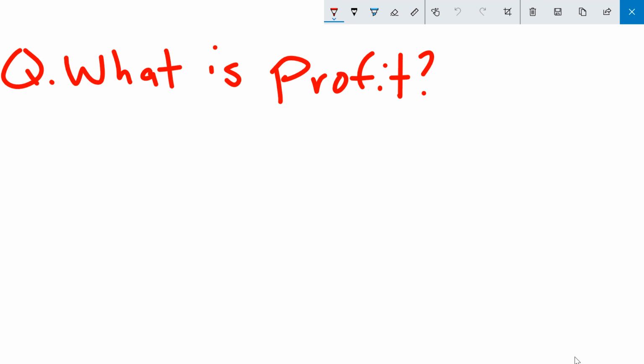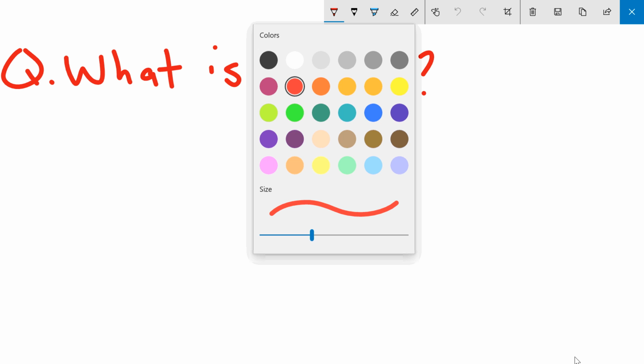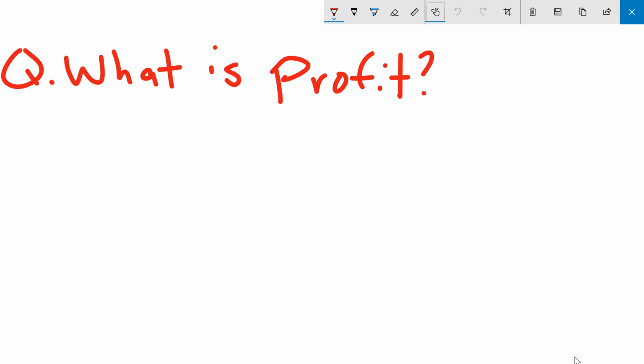So let's take a look at another definition. The next word we're going to look at is profit. And what is profit? Well, let's take a look at the answer here. Okay. The answer. So when you're running a business, typically that's what profit is.